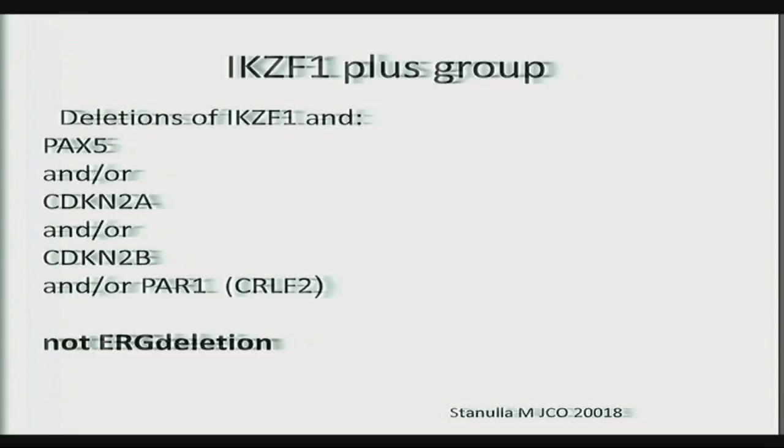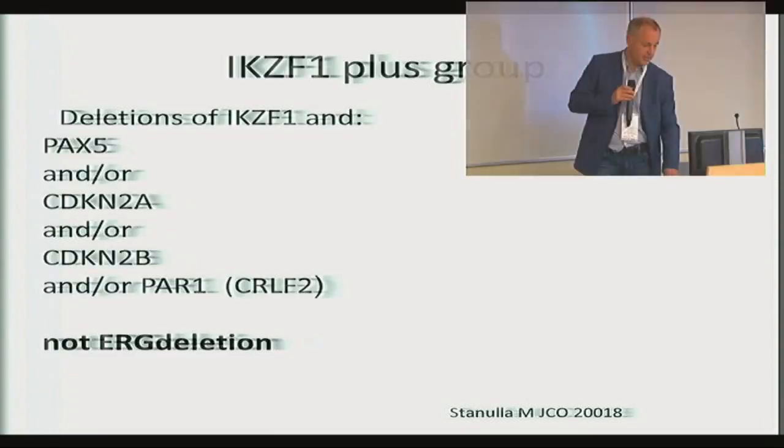So right now we put this Ikaros group. This is a very recent paper published in JCO by Martin Stanulla, which was confirmed also in different groups, that if we try to consider the risk group based on the genetic defects and Ikaros, we need to consider Ikaros plus other defects, as you see here, and no ERG deletion at all.